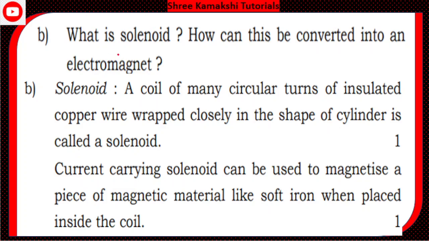Next, what is a solenoid? A coil of many circular turns of insulated copper wire wrapped closely in the shape of a cylinder is called a solenoid. How can this be converted into an electromagnet? A current carrying solenoid can be used to magnetize a piece of magnetic material like soft iron placed inside the coil.